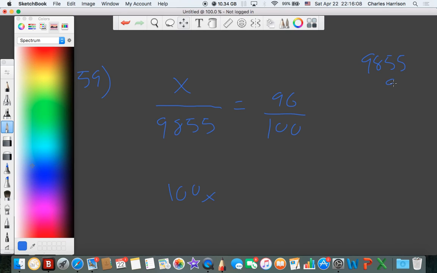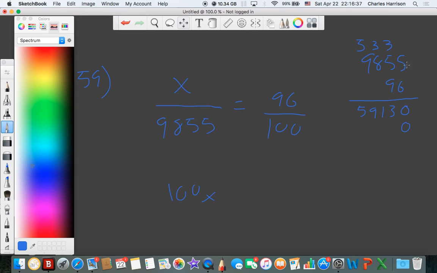So 9,855 multiplied by 96. 6 times 5 is 30, carry the 3. 30 again, plus 3 is 33, 3, carry the 3. This times this is 48. 48 plus 3 is 51, carry the 5. This times this is 54. All right, 6 times 9 is 54, plus 5 is 59.